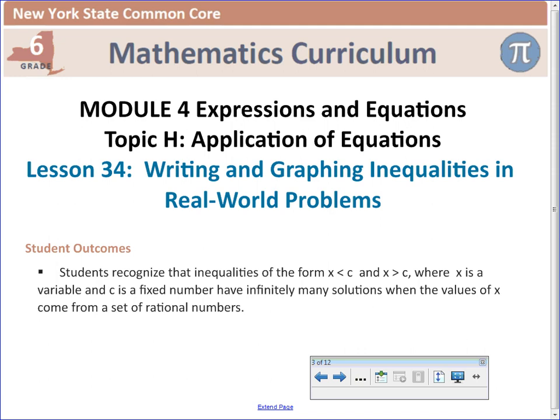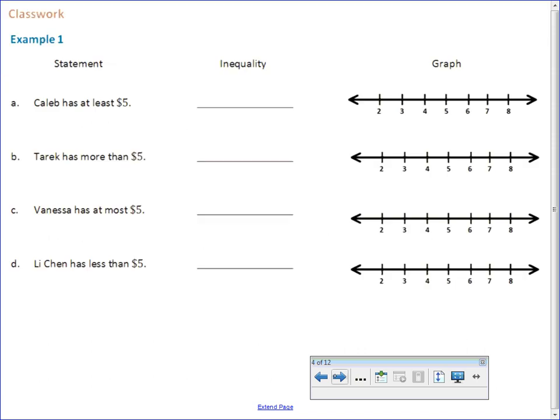So some of this probably looks a little familiar. All right. So Caleb has at least $5. Okay, here in my pockets, I've got money. So if he has at least $5 in his pocket, could it be $5? At least 5. So it could be 5. Could it be $6? No. Because it's at least 5. 5 is the least that it could be. 5 is the smallest that it could be. So if it's at least 5, could it be 6? Could it be 7? Could it be 8?